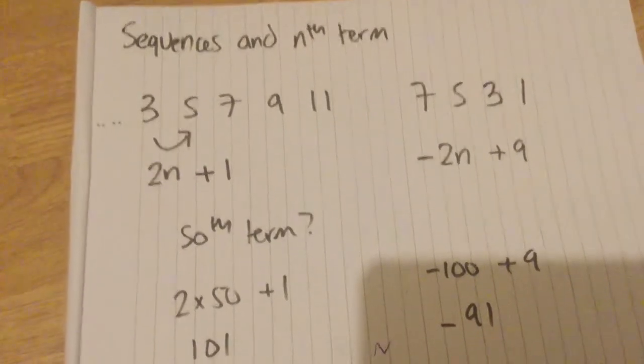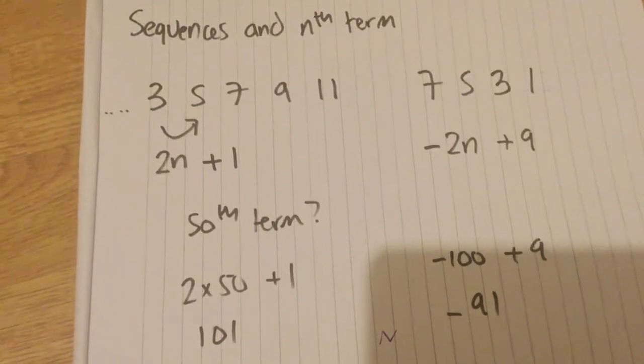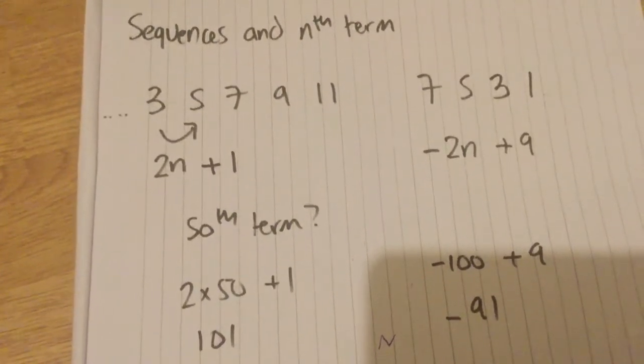So I hope that's sufficiently clear. Please do not make that mistake. Do not write n plus 2. It's how many it's going up by, that number goes in front of the n.